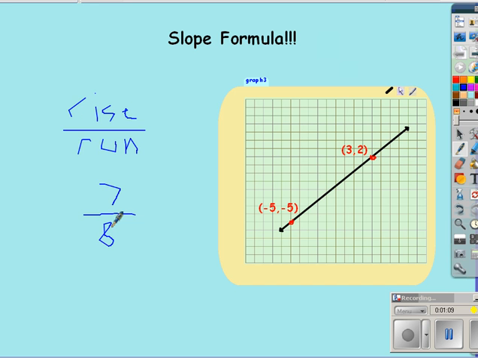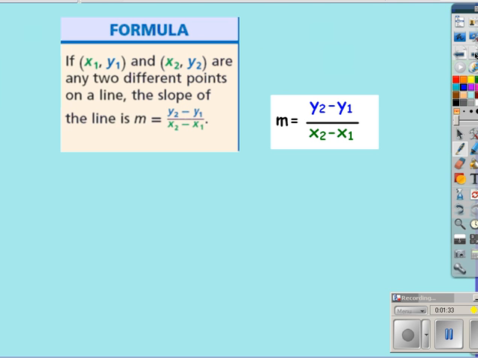When we're talking about rise over run and looking at a picture, we can just count the number of boxes between the 2 points. But when we're looking at just a set of ordered pairs, we're going to need some other method. That's where the slope formula comes in: given the 2 points, how can we find this slope? And here is our formula.